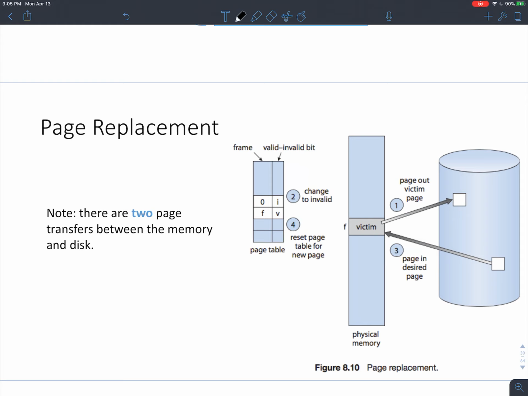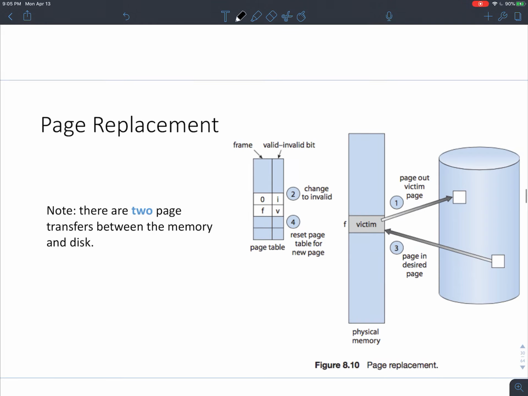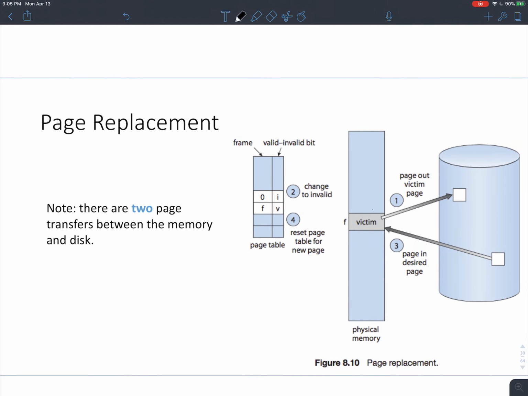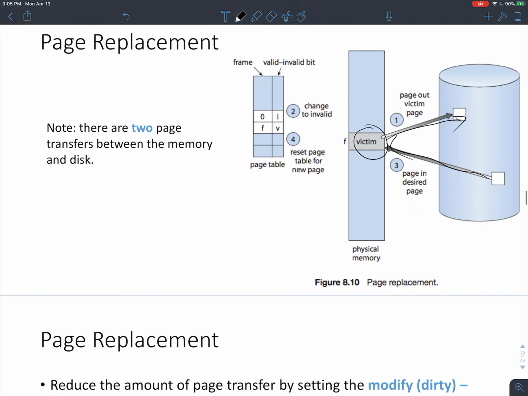Whenever there is a page replacement, most likely there will be two page transfers between the memory and the hard drive. In the first place, we need to copy the victim page. The victim page means the page or the frame which needs to go out of the physical memory in order to leave space for the new page to come in. So we need to send the victim page to the hard drive and then bring in the new page. These are the two page transfers.